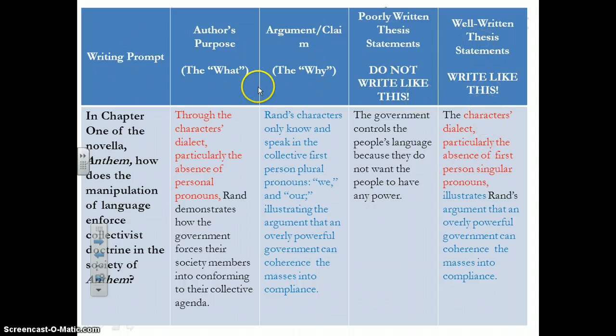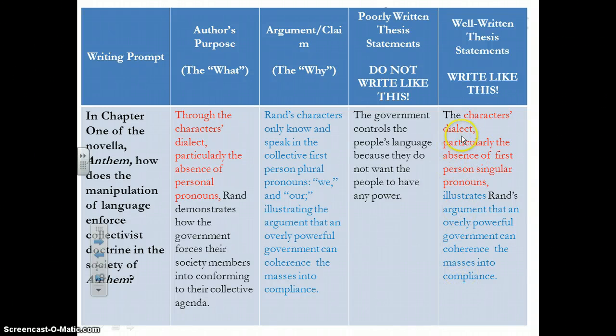So what I did is I took the best parts from my what and the best parts from my why, and I combined them over here. Now, something else you want to notice is I didn't put any kind of reference here to the ours and we's in this one, but I do keep the idea that it's an overly powerful government, and I take this first part about the absence of personal pronouns. So, the character's dialect, particularly the absence of first-person singular pronouns, illustrates Rand's argument that an overly powerful government can coerce the masses into compliance. So I've got a what and I've got a why.